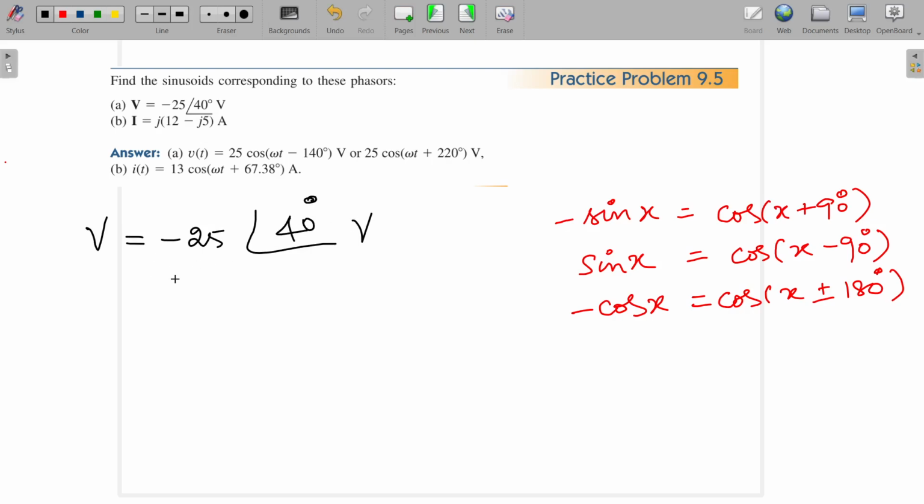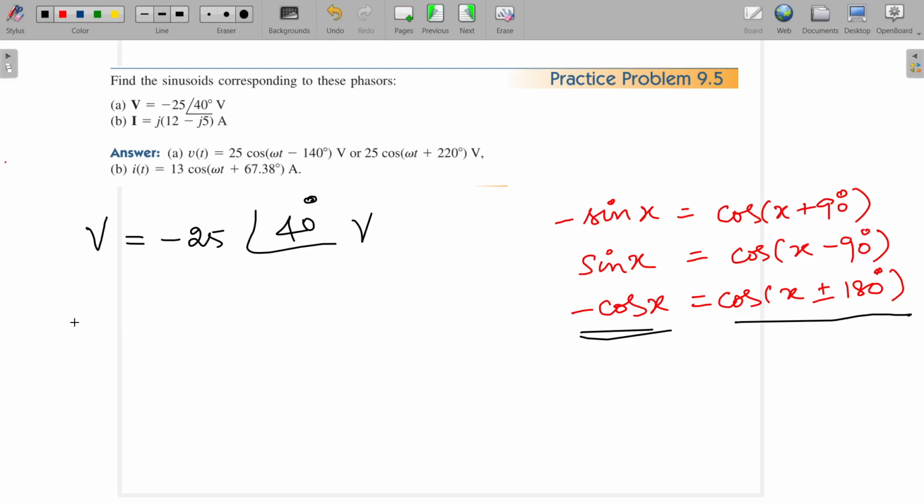Right? So in the case of this phasor, if you have this negative sign, minus sign, then we assume that it is in the form of minus cos x. Okay, this format will be preferred. Usually we prefer to have only the cosine format. So if it is minus, then we should go for this formula.